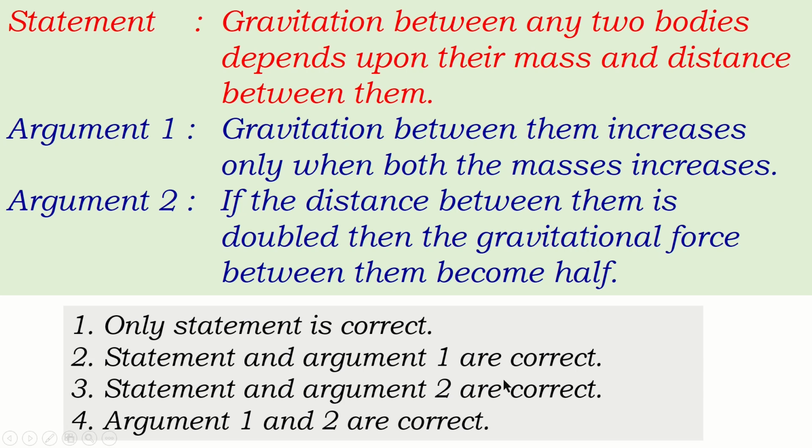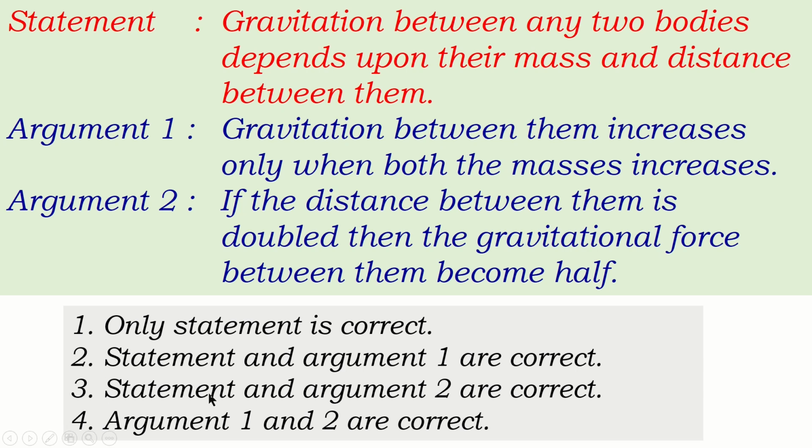Statement and argument 1 are correct. The statement is correct, we know this. Argument 1 is also correct, as told in this second option. Now let's check it. Argument 1: gravitation between them increases only when both the masses increase. What do you think? Is this correct? No. If one of the masses increases, then the gravitational force between them increases, and it is not necessary to increase both masses. That's why saying that only when both masses increase does the gravitational force increase is a wrong concept. Option 2 is not correct.